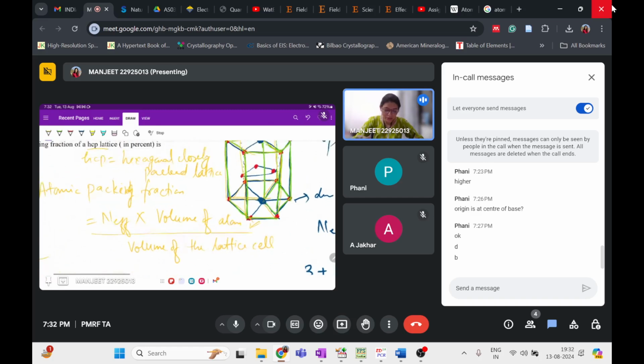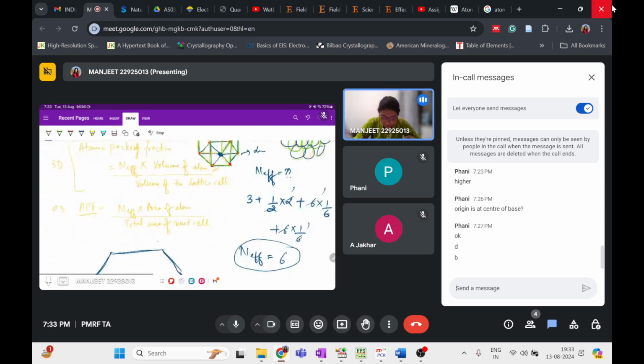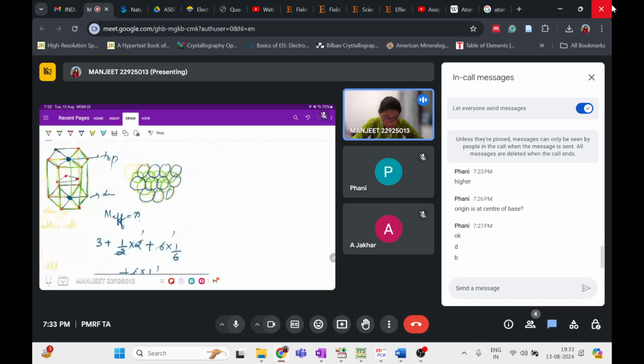N effective for HCP is the number of effective atoms: for HCP it will be 6, for BCC it will be 2, for FCC it will be 4. And you have to remember the relation between a, the lattice constant, and R, the radius of the atom, in all the cubic lattice systems. From there you can find out the atomic packing fraction for all of them. Okay, and there is no question about the coordination number.